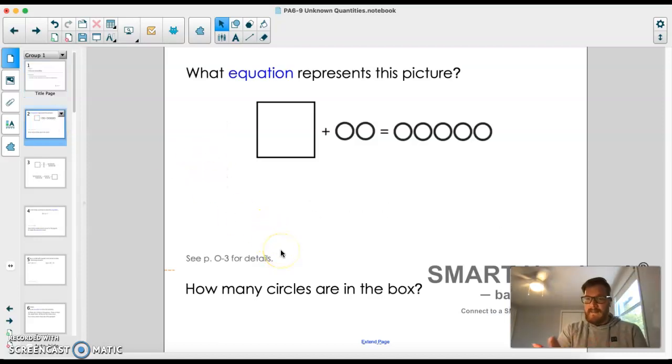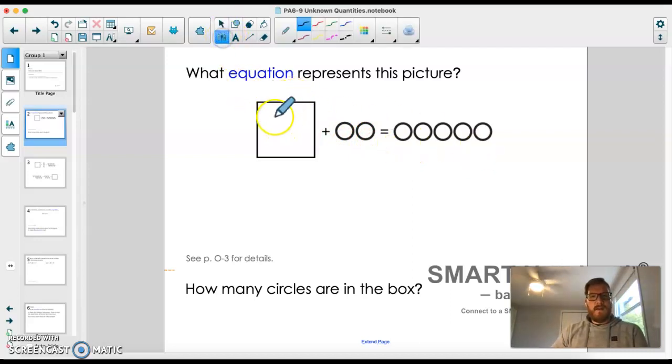Before we even get into numbers, we're going to start with a nice little diagram. This says, what equation represents this picture? We would say it's some unknown plus 2 circles is going to give us 5 circles. So the question we're asking is, how many circles are in the box? In other words, what number do you add to 2 to get 5? Hopefully we know that we get 1, 2, 3 in the box, and that will give us our answer of 5.